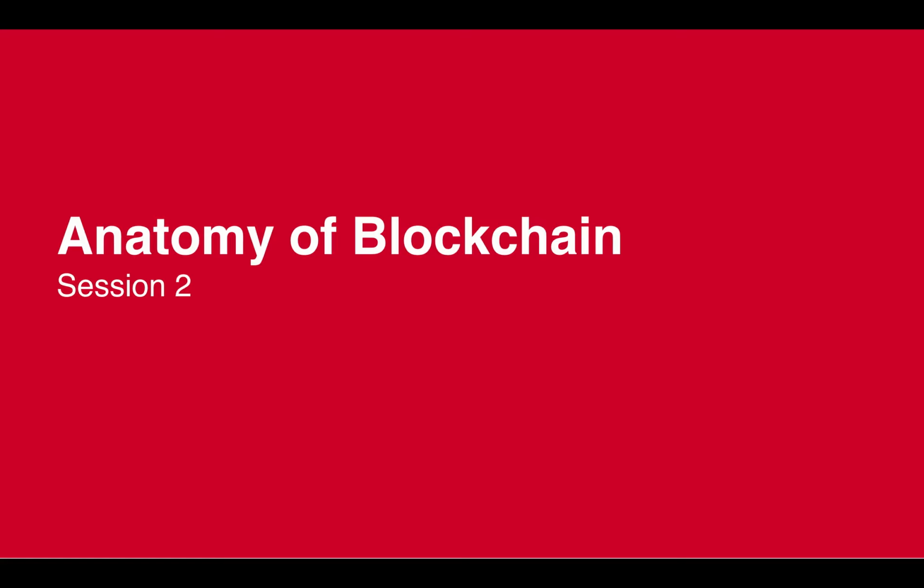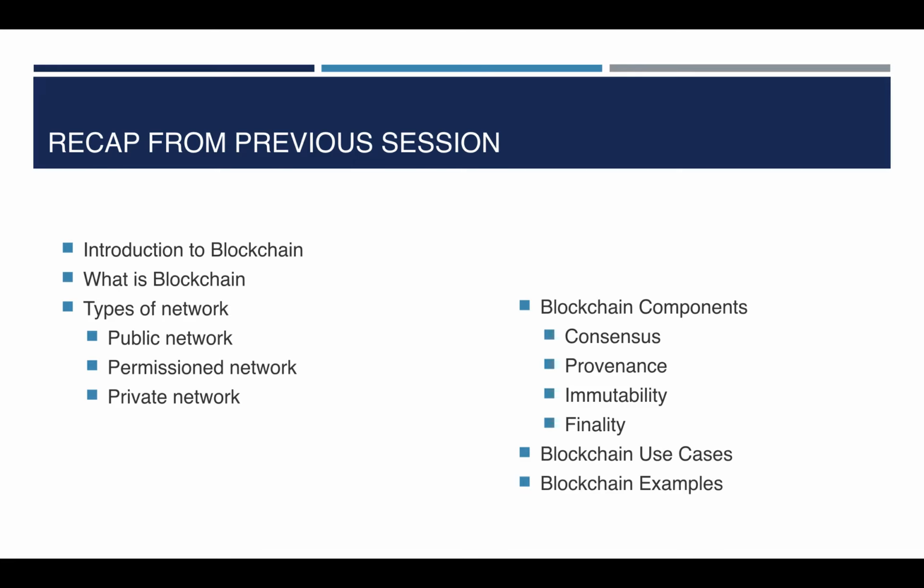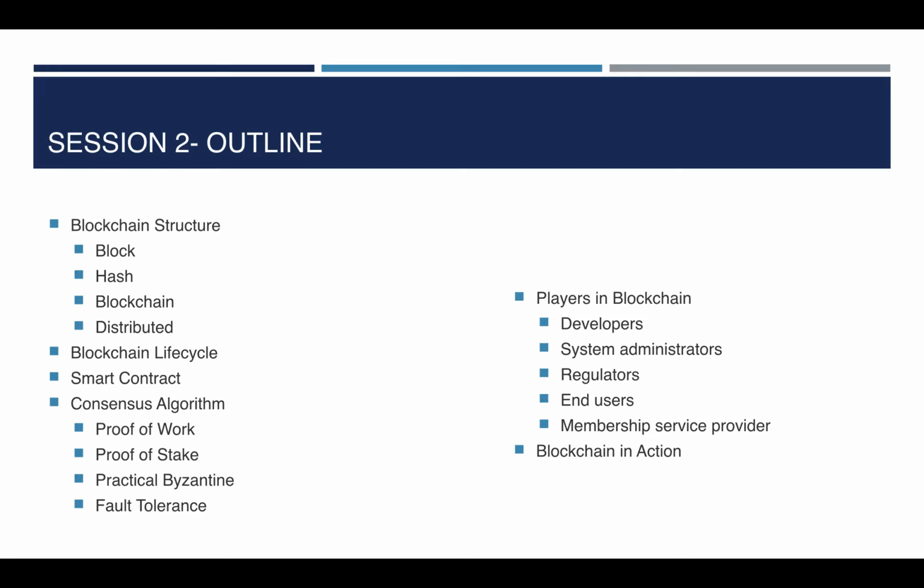In this section, we are going to look into the anatomy of blockchain. In the previous section, we have learned what blockchain is, what the types of network are, what the components are, use cases, and a couple of examples of blockchain. In this session, we are going to look into blockchain structure, blockchain lifecycle, smart contract, different types of consensus algorithm, who the players in the blockchain are, and a couple of other details related to players in the blockchain.